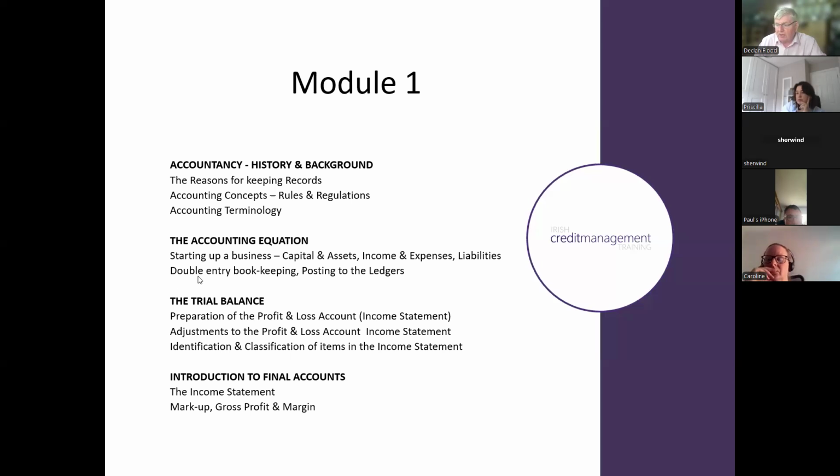So we look at the trial balance and extract from it the profit and loss account. This is sometimes called a trading profit and loss account, and trading is simply buying and selling. So anything to do with buying stuff, selling stuff, and the costs associated with it, that is in your profit and loss account. So that is your income statement.